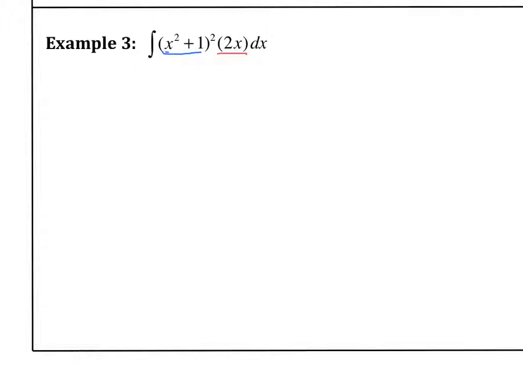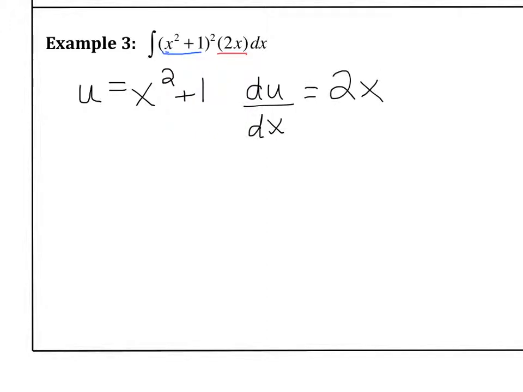So let's write down those definitions that we chose. We said, okay, u is x squared plus 1. The derivative of function u with respect to x is therefore 2x. And let's start rewriting.